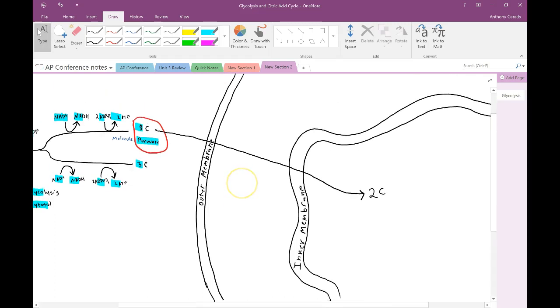All right. Right here, something came off.